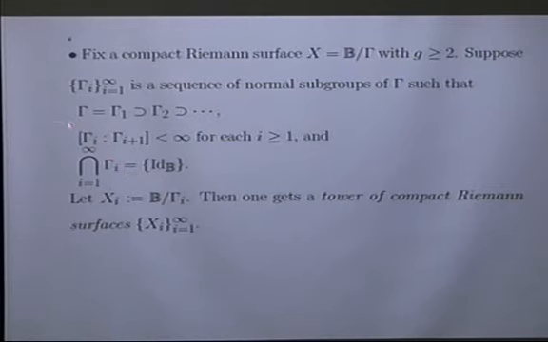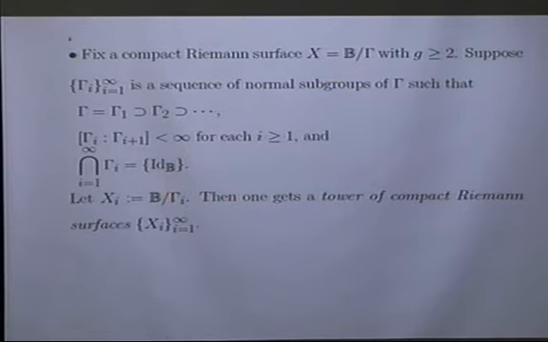Given such a sequence of normal subgroups, you can get a tower of Riemann surfaces, where each X_i is just B mod gamma_i. You can think of X_1 as the base, and then X_2 covering X_1, and X_3 covering X_2, and so on. At the top is just B, the universal cover.